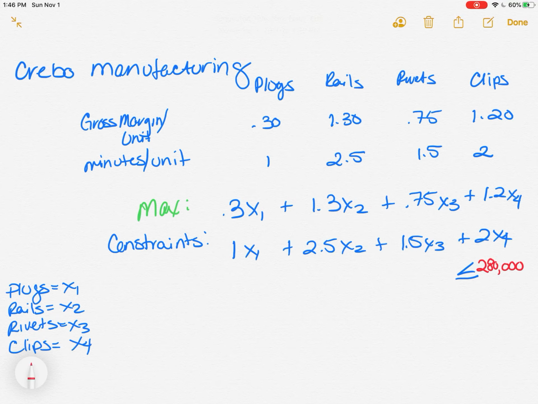My constraints are very clear cut in manufacturing. So minutes per unit, 1 minute per unit for X1, 2.5 for X2, 1.5 for X3, and 2 for X4. And we know that we're limited to 280,000 minutes per year. So that's less than 280,000 for the one constraint that we have with this problem.